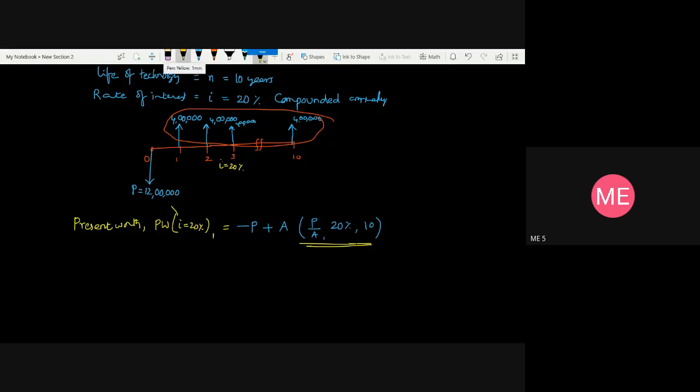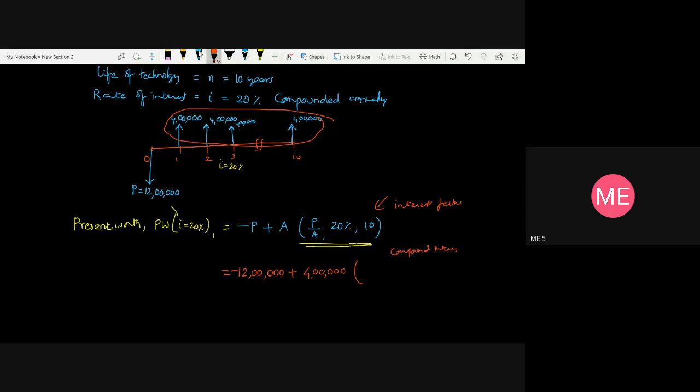Now we are going to substitute. Minus P, that is 12 lakhs, minus 12 lakhs, plus the annuity is given as 4 lakhs. Then, as I told, P by A, 20%, 10, I can use the formula also. I can use the direct compound interest factor. This is the interest factor, and the data can be obtained from the compound interest tables.